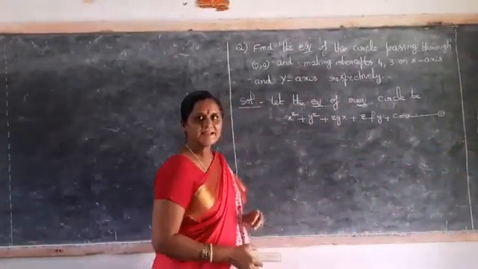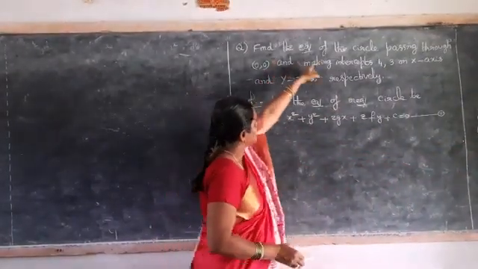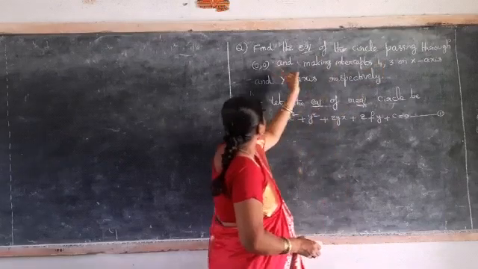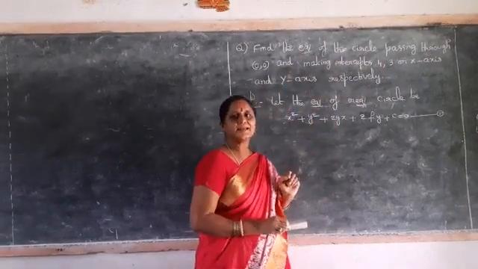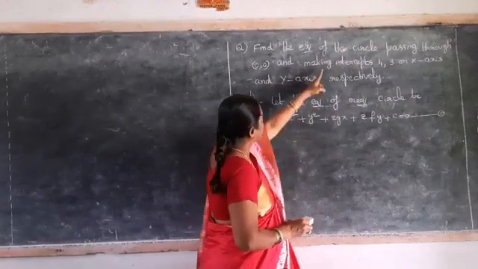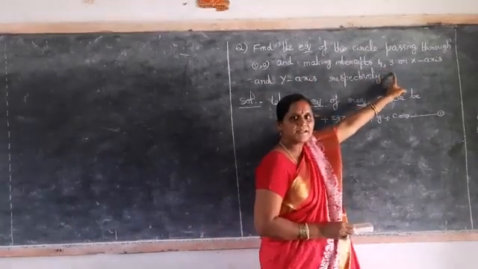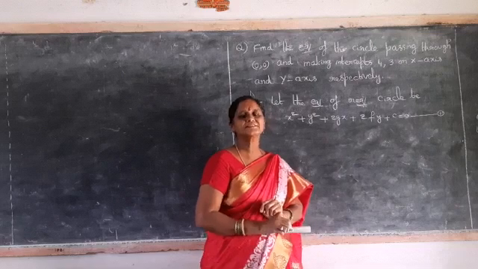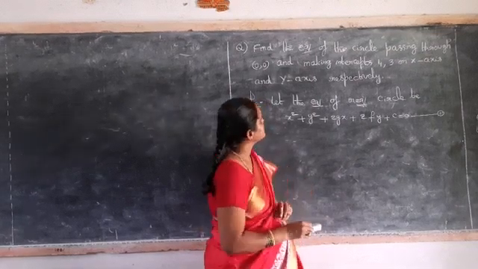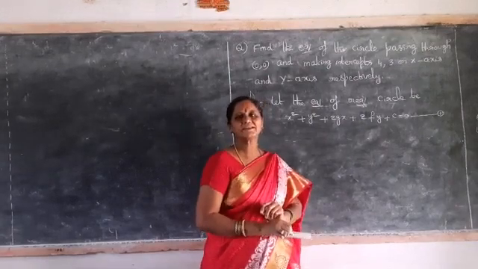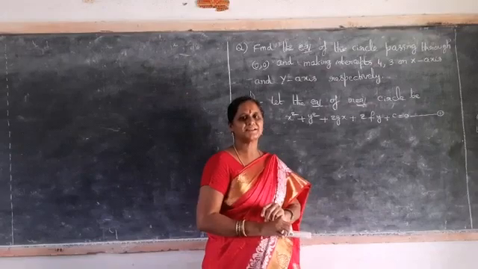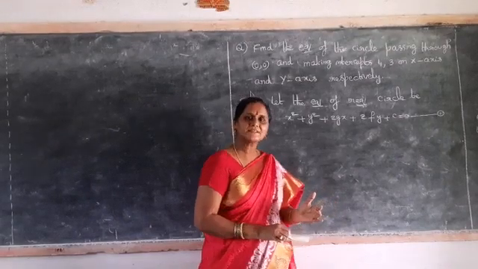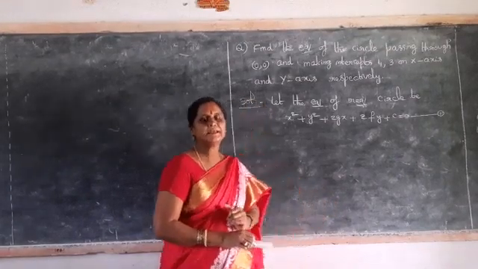Okay children, now I consider one question. Find the equation of the circle passing through 0, 0, that is, the circle must pass through the origin, and making intercepts 4, 3 on x axis and y axis respectively. Find the equation of the circle having 4 units length on the x axis and 3 units length on the y axis. Let me read it once more: find the equation of the circle passing through the origin and making intercepts of 4 units on the x axis and 3 units on the y axis.